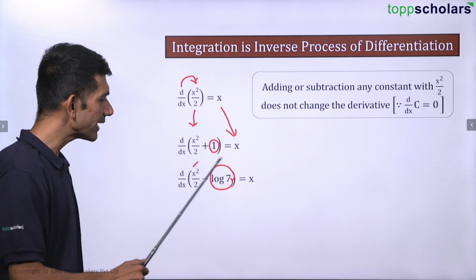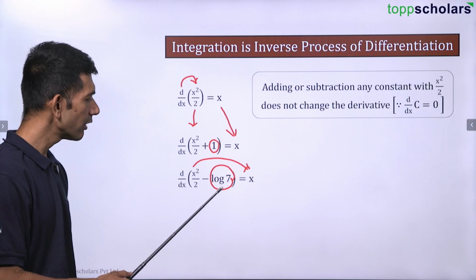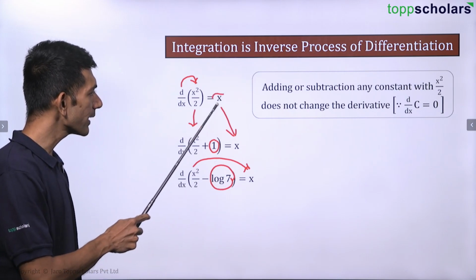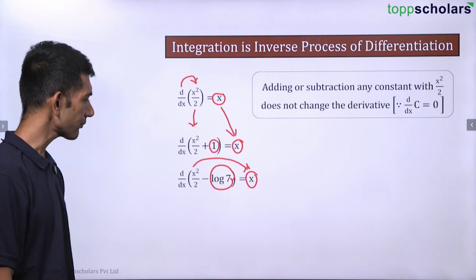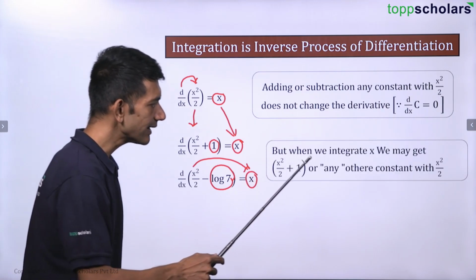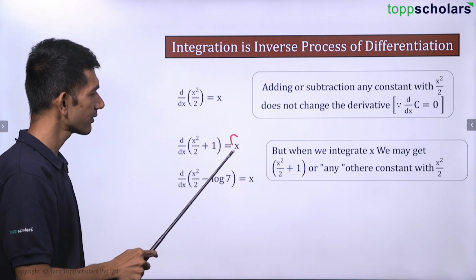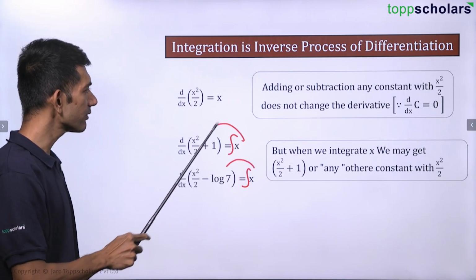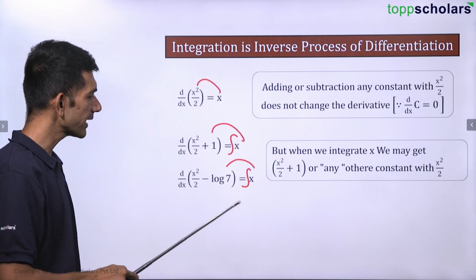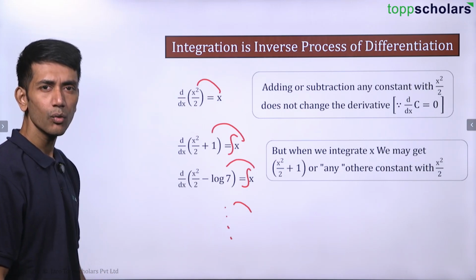Still I'm going to get the value as x, as in the derivative of x square minus log 7 as x. Here also I'm getting x, here I'm getting x, here I'm getting x, isn't it? So what can we say? We can say that when we integrate x, I can get this, I can get this, I can get many more values, right? So how do I know what is the constant?